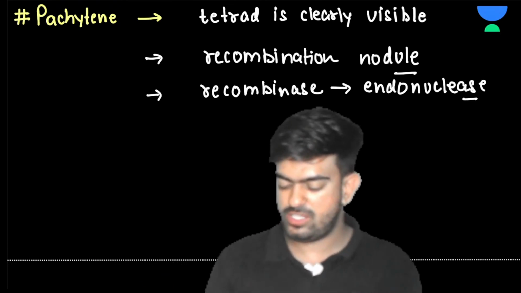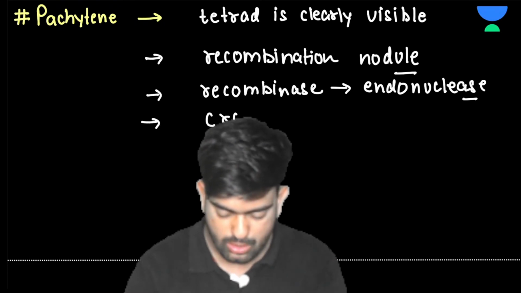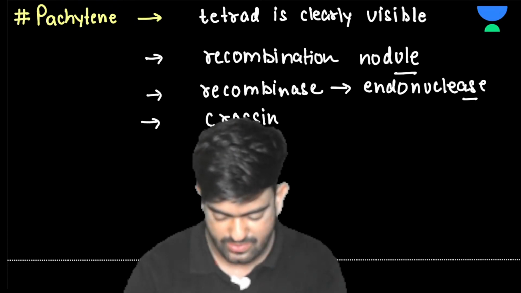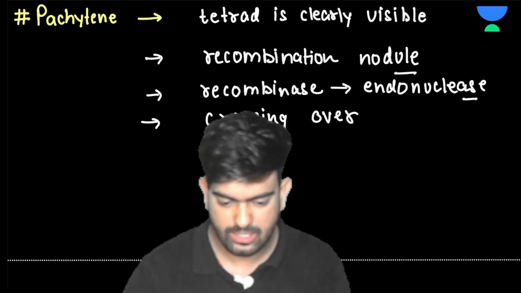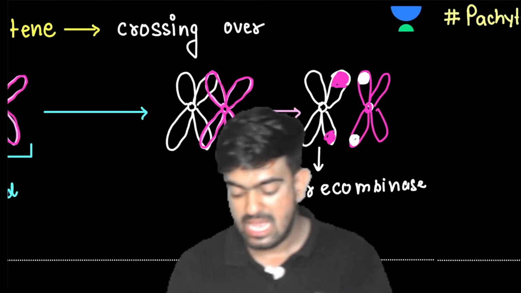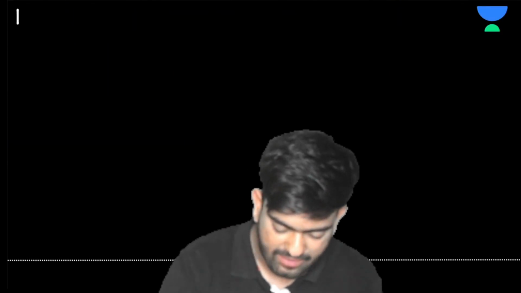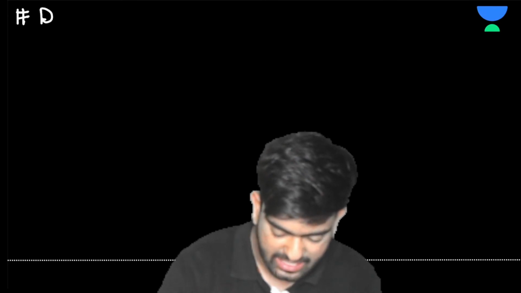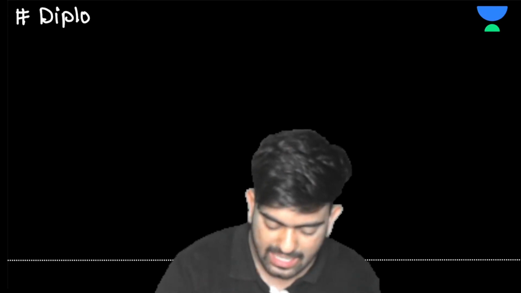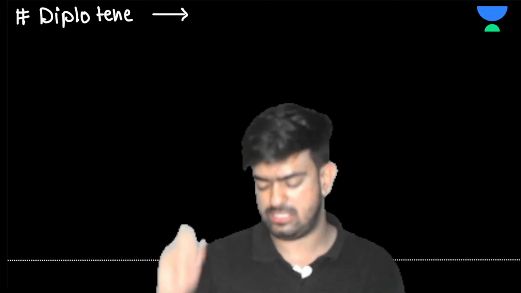crossing over finished, pachytene finished. If crossing over is finished, then pachytene is finished. Let's write crossing over also. Although I have written it here, let us mention it again. Clear? So this was the crossing over. After this, what do we have? We have diplotene. After pachytene, we have diplotene. And now everything is pretty much easy. Very easy. Seriously, everything is now very easy.